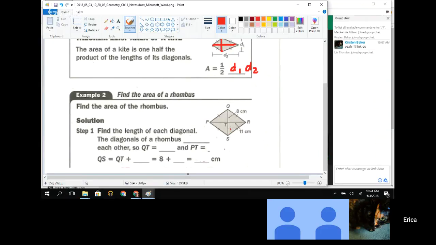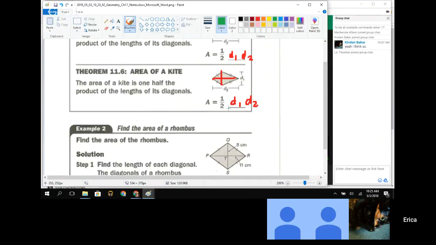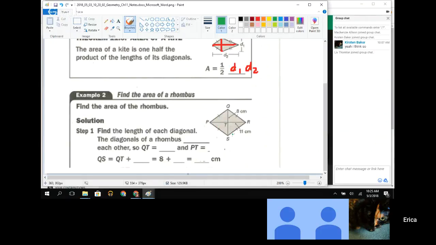So you'll see this rhombus here in example number 2. It is a rhombus because all 4 sides are the same. So remember, that's a rhombus. A kite has two sides that touch each other that are congruent on each side. So that's what makes it a kite. A rhombus means all four sides are congruent to each other.